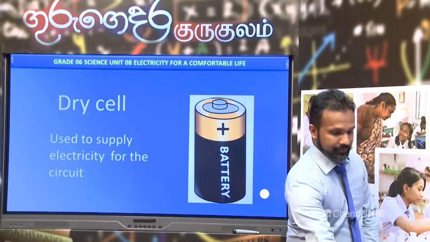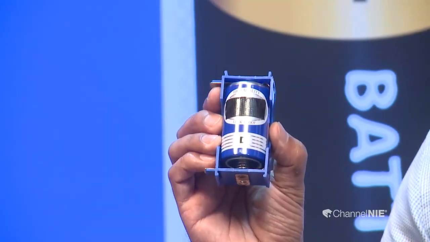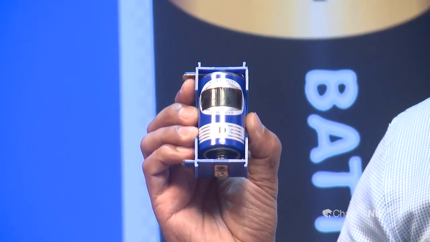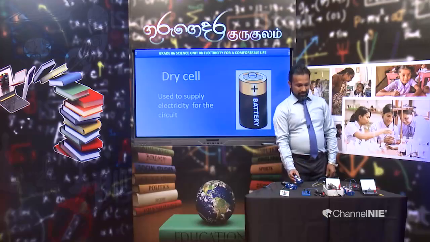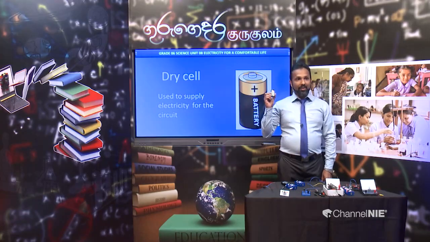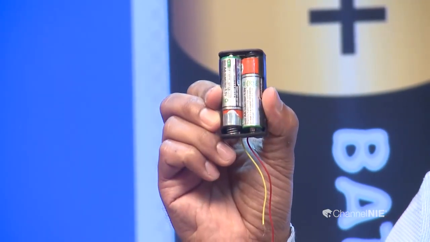This is a dry cell that we use in our school laboratory to prepare circuits. This is also another dry cell. This consists of two dry cells.